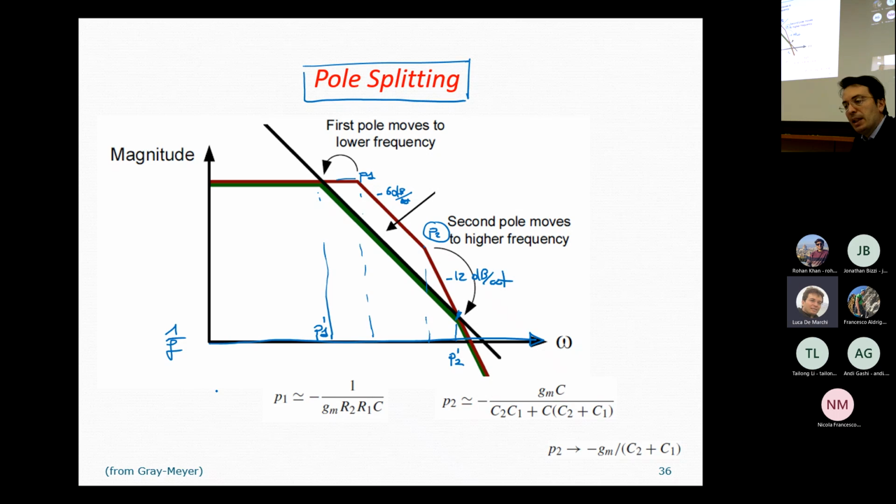Okay, great. So basically we have this situation here. We have a dominant pole, clearly dominant pole. Then we have a secondary pole and the zero here.